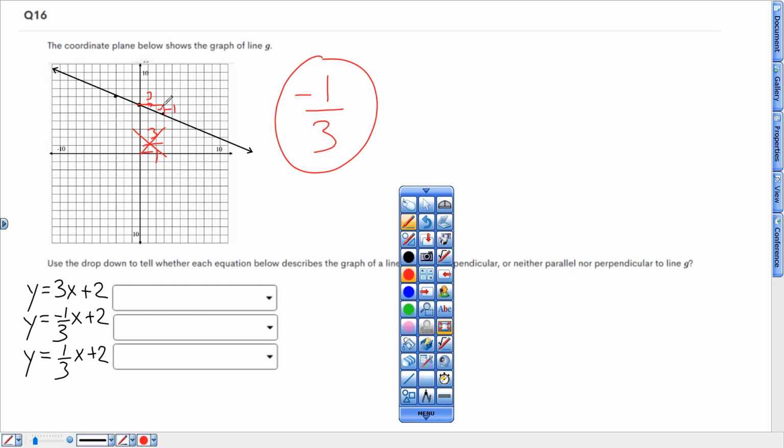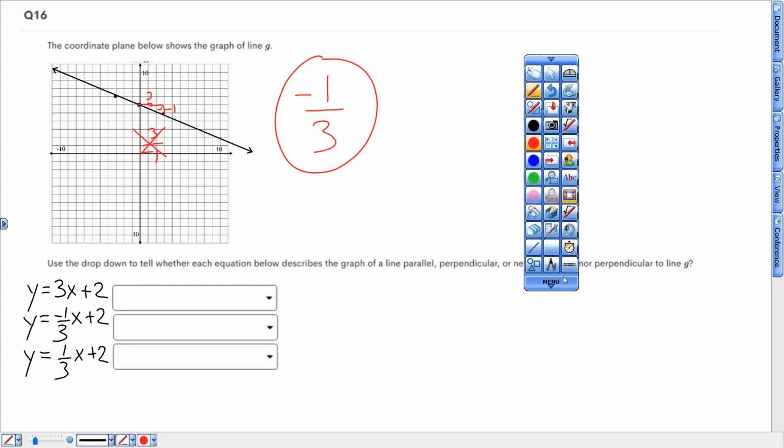If I'm looking for parallel lines first, let's do that first. Parallel lines will have the same slope of -1/3. So first, let's look for one parallel. Look for one that has the exact same -1/3. That one is the parallel one. One that has the same exact number in front of x as that -1/3.